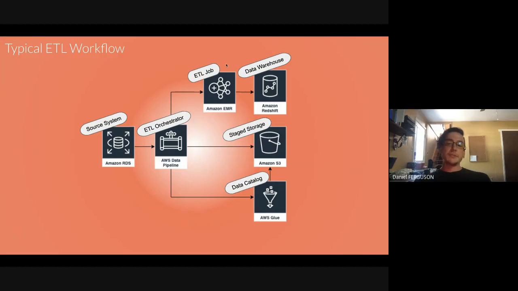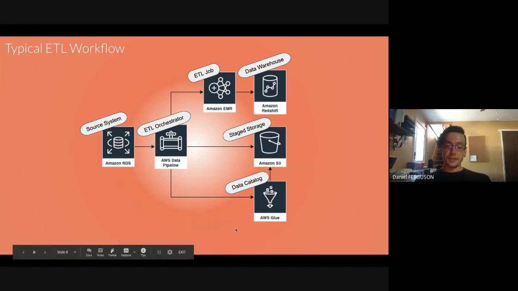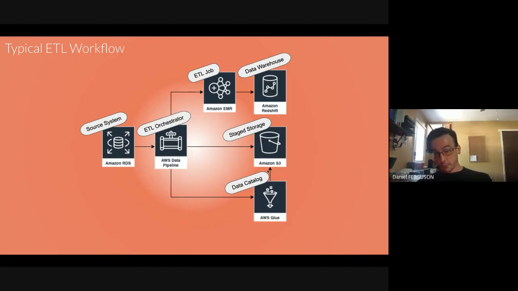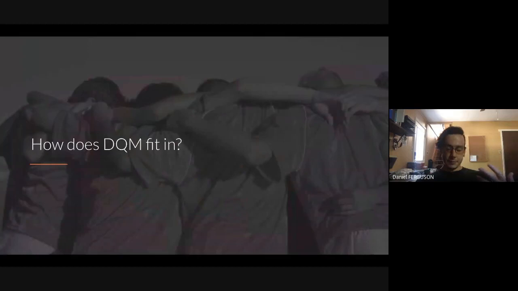The ETL job itself would run inside EMR, for example, as a Scala job. And then you would load the data into Redshift for analysis later. You can also have stage storage in S3 for raw or conformed data store, like if you maybe want to manipulate your database files and put them into Avro or Parquet. And you have a Glue catalog to read the data and help you inform your business decisions based on what's in your warehouse. So where does DQM fit into this process?